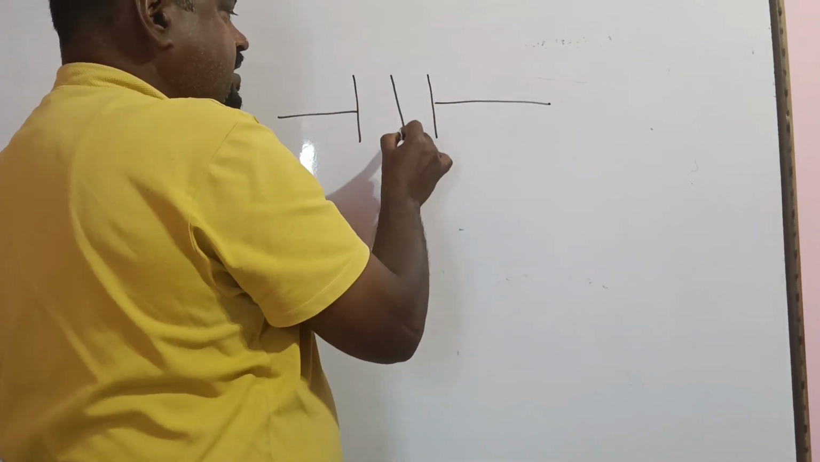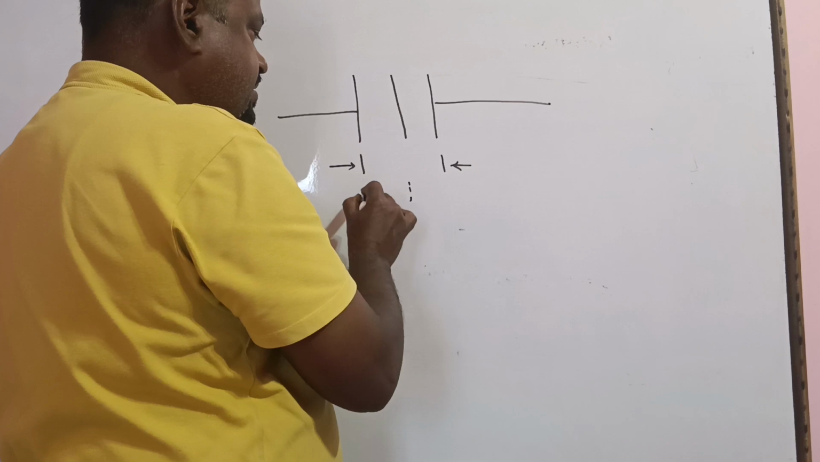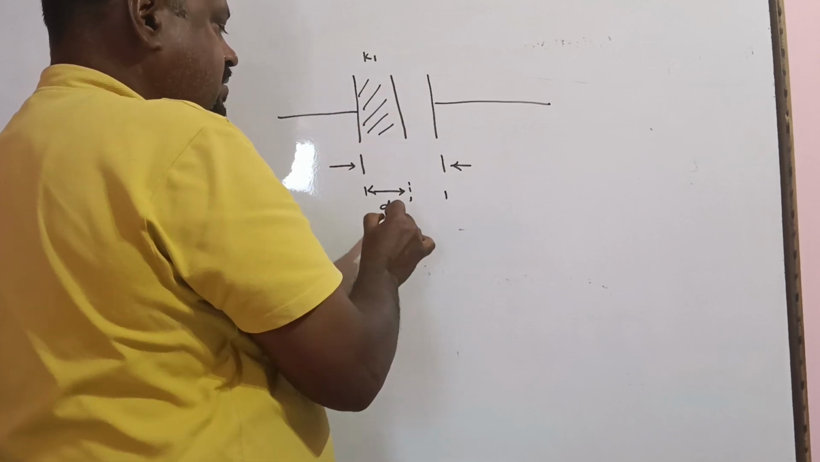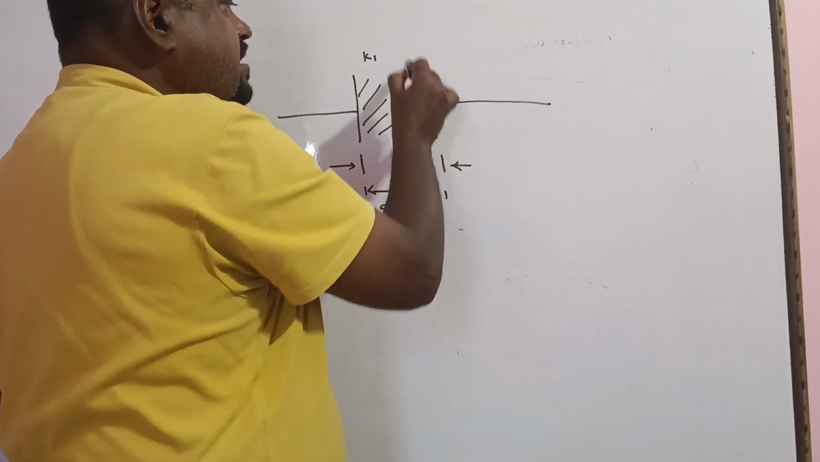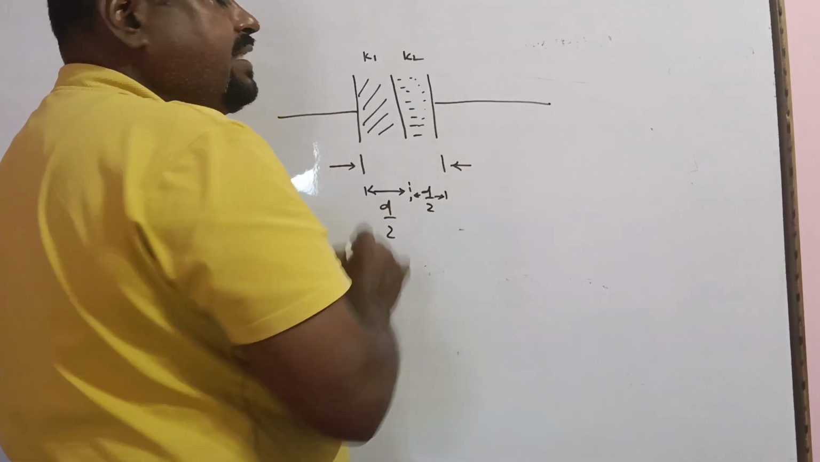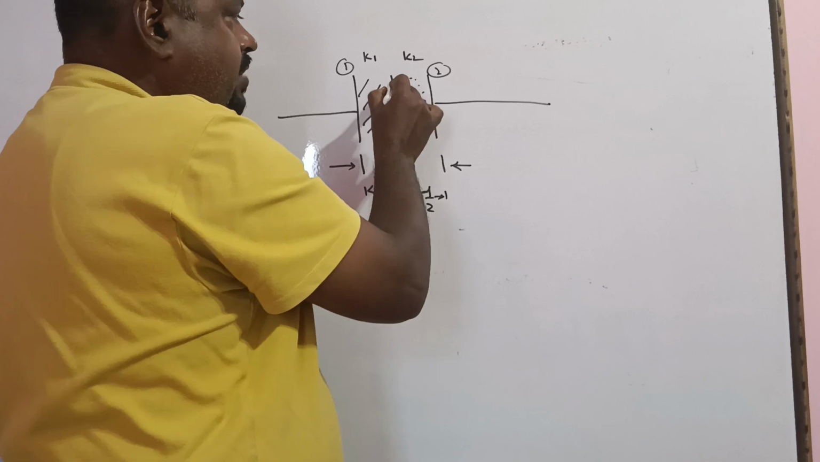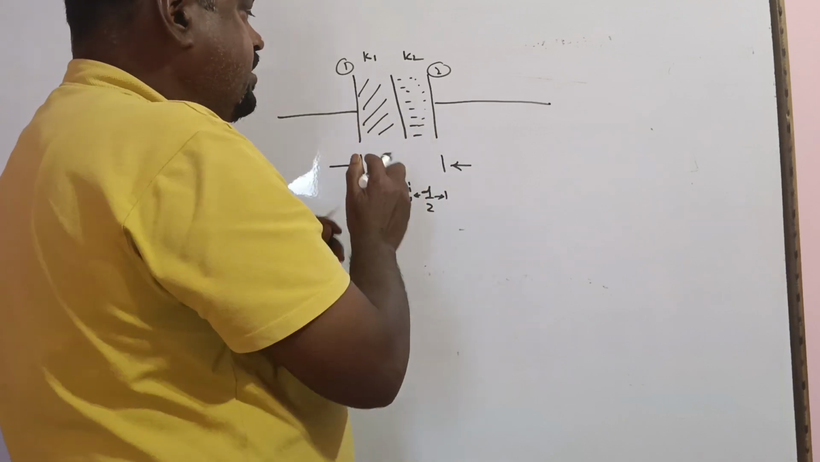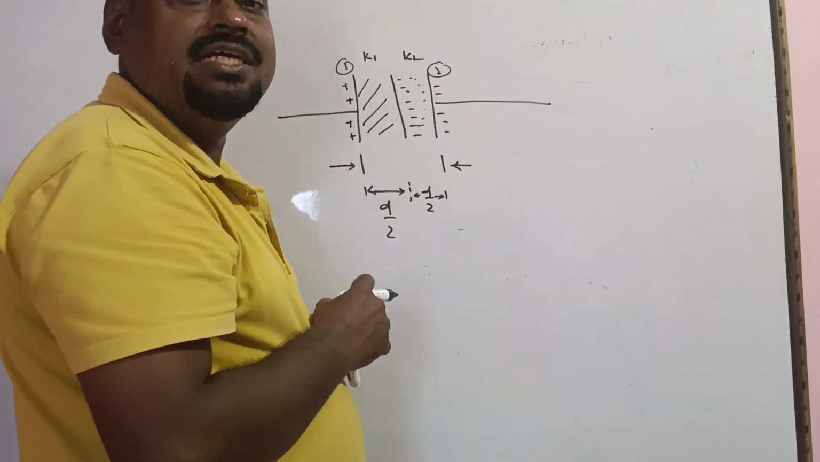Multiple dielectrics. The total distance of separation is D. Now it is divided into D by 2 and D by 2. This dielectric K1 has D by 2 distance of separation between the plates, and the other dielectric, K2, also has D by 2. So two types of dielectrics are inserted between plate 1 and plate 2, the two charged plates of the capacitor. Then how much is the equivalent dielectric constant K?